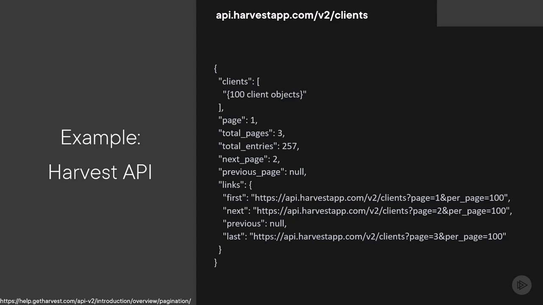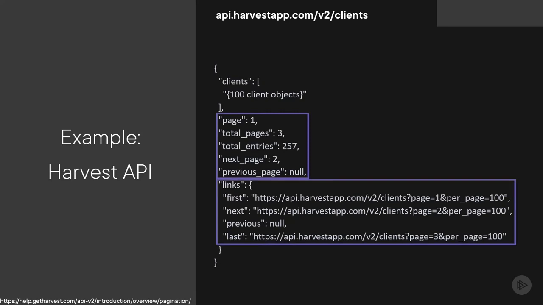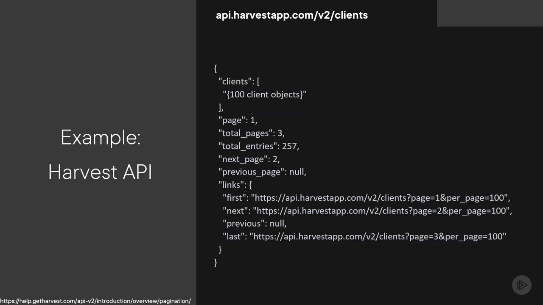By contrast, the Harvest Time Tracking Services API returns page information as well as links as part of the response document itself. As you can see, there are different options to consider for how you want to expose paging and other metadata as part of your model, or as part of headers or some other way that you wish to communicate that to the client.